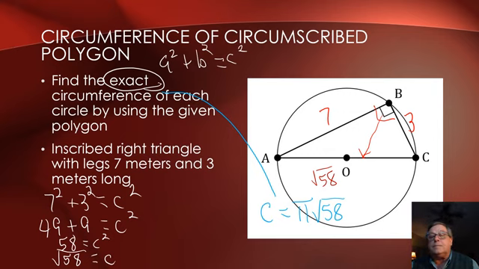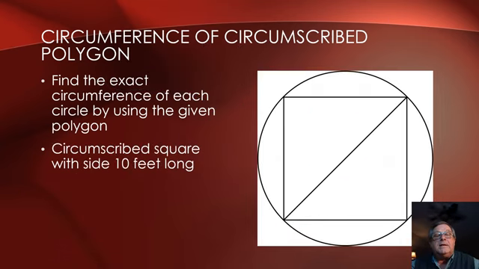Now, let's go and look at another one. Over here, we're asked to find the exact circumference of each circle by using the given polygon. And we're told we have a circumscribed circle, in other words, the circle goes around the polygon, and all of its vertices fall on the circle. We've got a circumscribed square with side lengths that are 10 feet long. I can see that all of its vertices fall on the circle. So the circle circumscribes the square, or we could say that the square is inscribed in the circle.